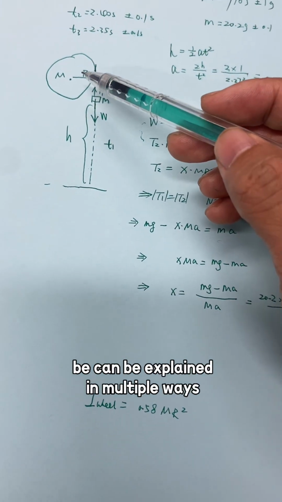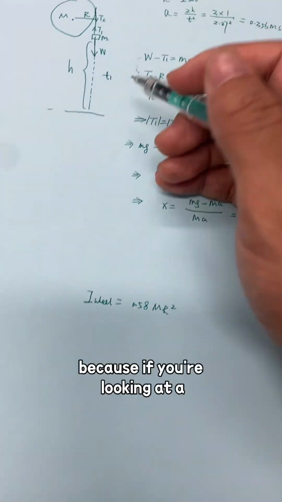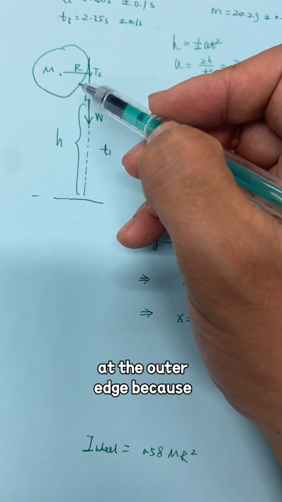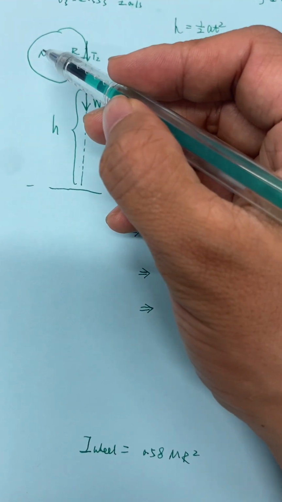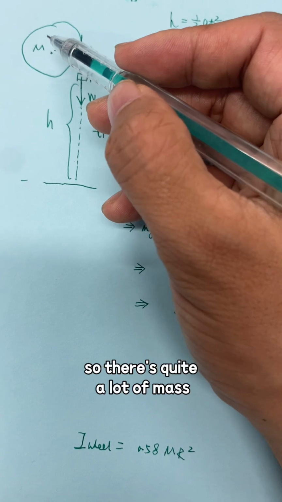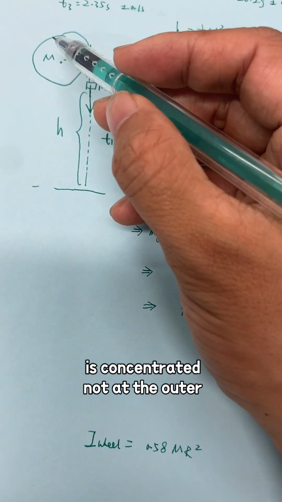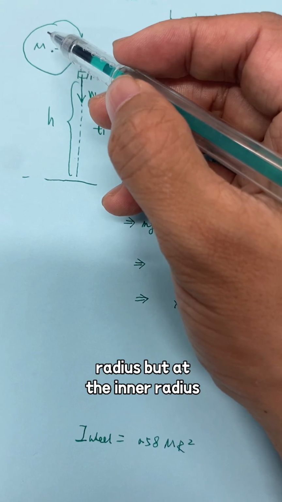Well, this can be explained in multiple ways, because if you're looking at a wheel, not all the mass is concentrated at the outer edge, because there's a rim. The rim is made of metal, so quite a lot of mass is concentrated not at the outer radius but at the inner radius.